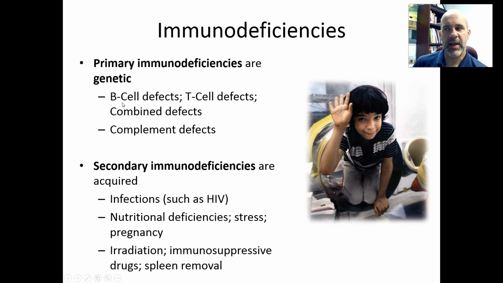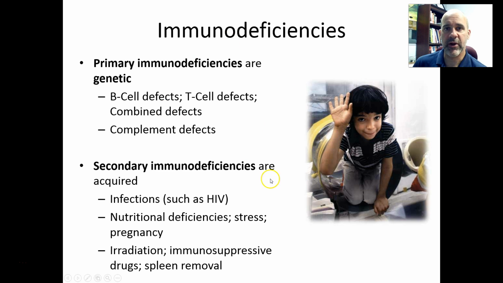So some people have B cell defects. So they may have functional T cells, but they just don't have good functioning B cells. So they're not going to make antibodies well. Or they might have T cell defects. Or there's a type of immunodeficiency called SCID, which is severe combined immunodeficiency disorder. And they essentially have almost no functioning immune system.